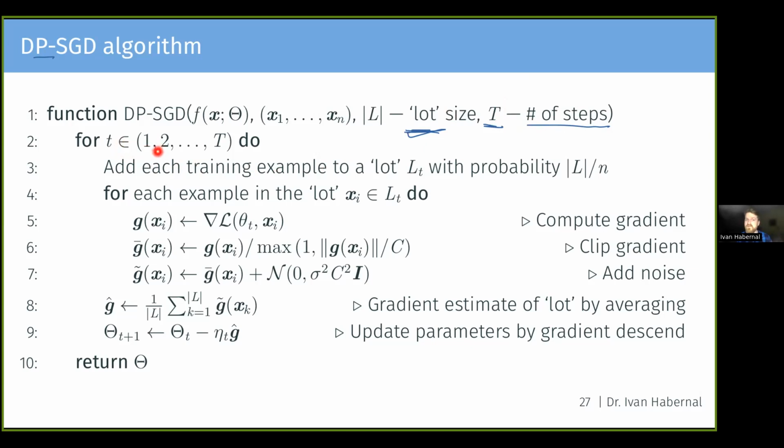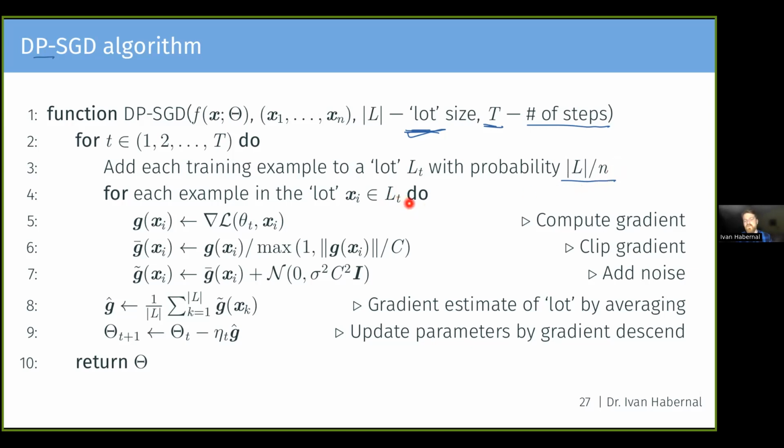And then, as in any stochastic gradient descent, we're running through each step, and in each step, we sample the training data into the lot. So basically, for each training example, we decide with probability size of the lot over number of all examples, with a uniform distribution over the training examples, whether we take this example into the lot or not. So we're basically sampling a batch, but we call it a lot. It will be different samples in every run. This sampling is important.